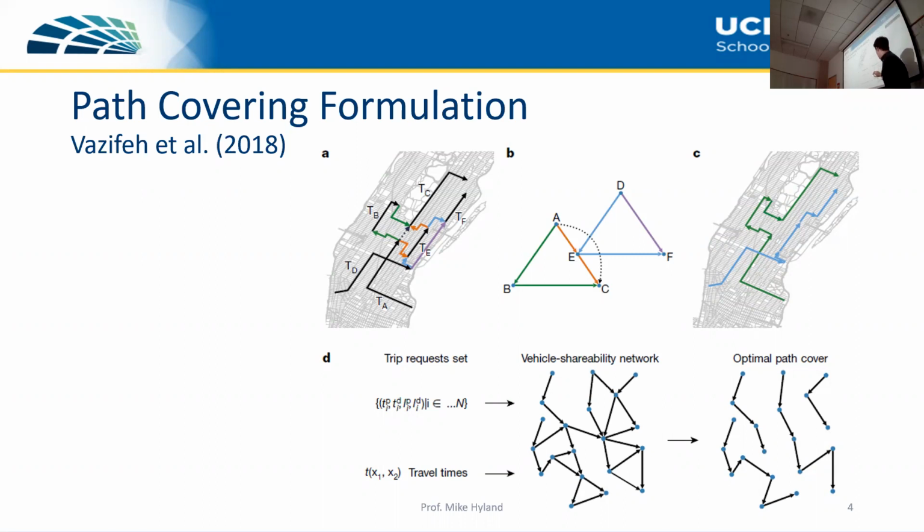And then once you get your vehicle shareability network, the minimum fleet size problem becomes a path cover problem. Right? You want to cover all of the blue nodes with as few unique paths as possible. So in this case, you have 4 paths, which means your minimum fleet size is 4 vehicles. 1, 2, 3, 4.